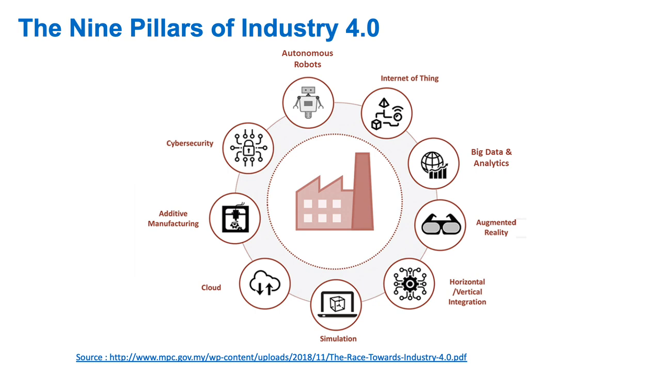There are 9 enabling technologies which are the pillars of Industry 4.0, which are artificial intelligence and autonomous robots, system integration and Internet of Things, the technological advancement and convergence through big data analytics, simulations and augmented reality, information technology through cloud computing, cybersecurity to protect the information systems and manufacturing resources.